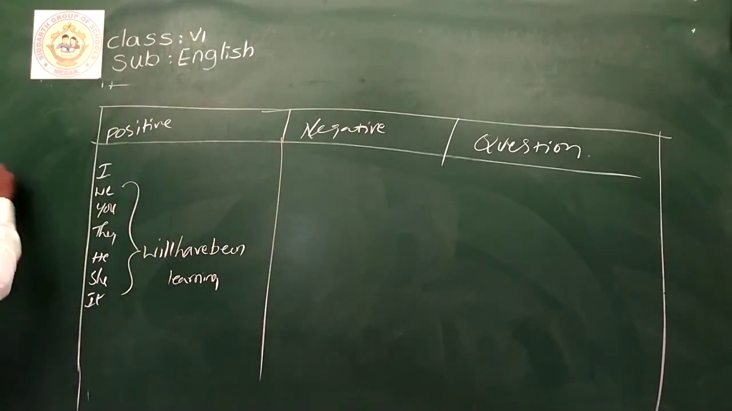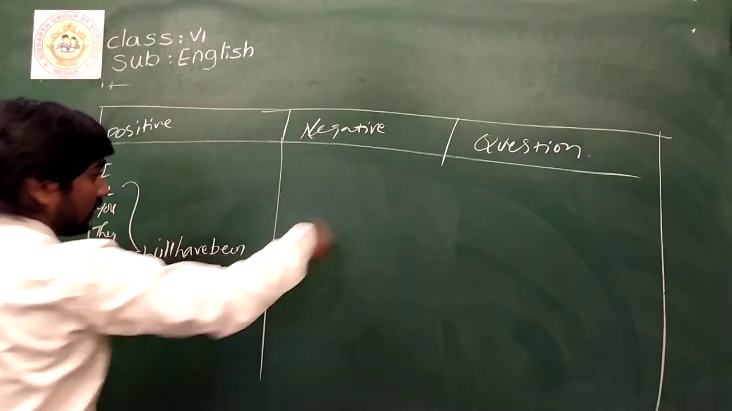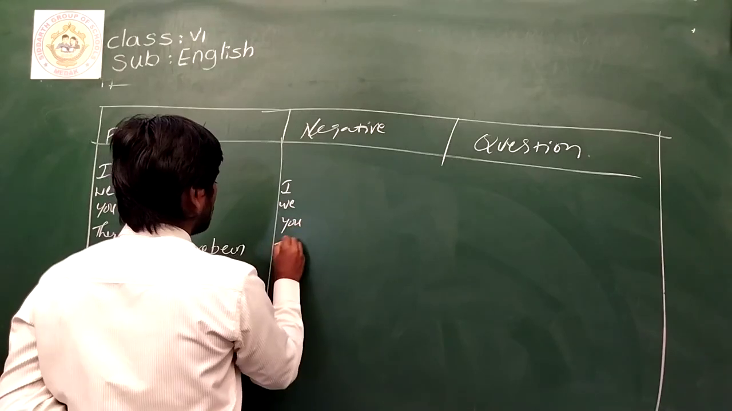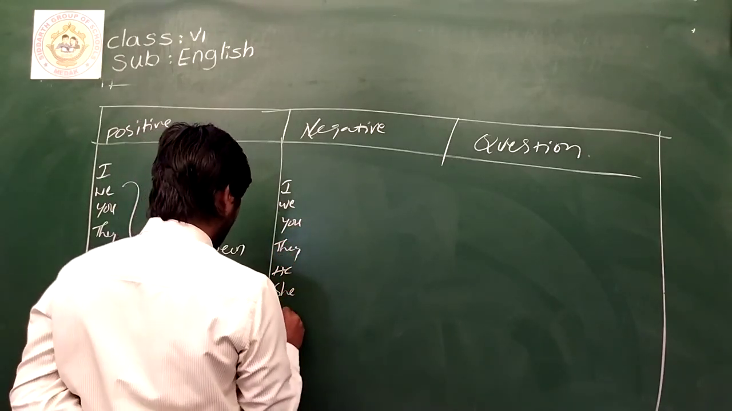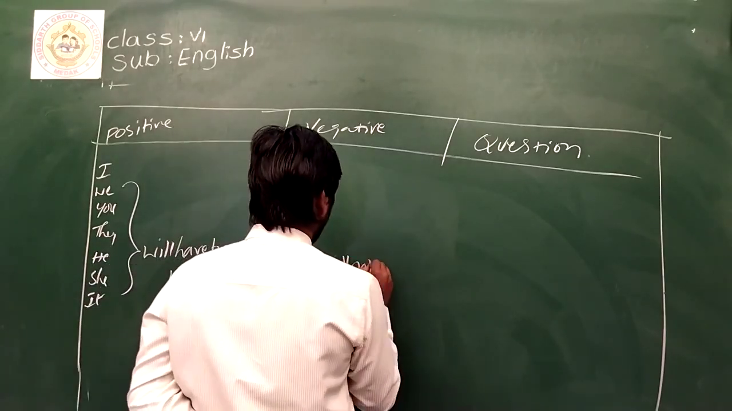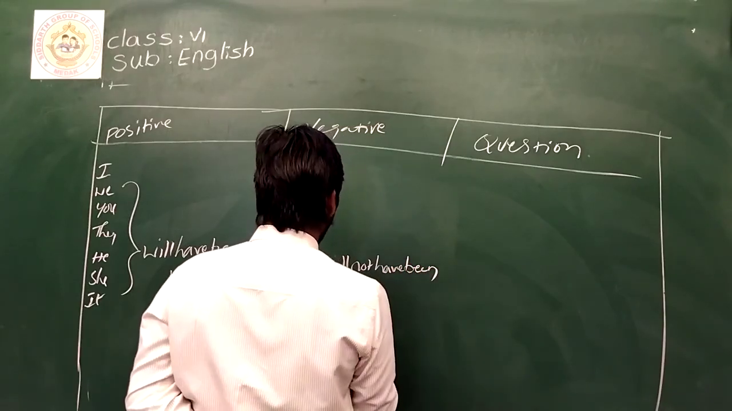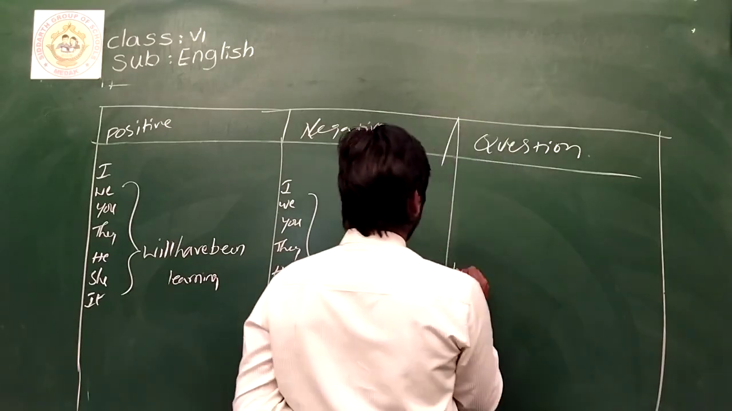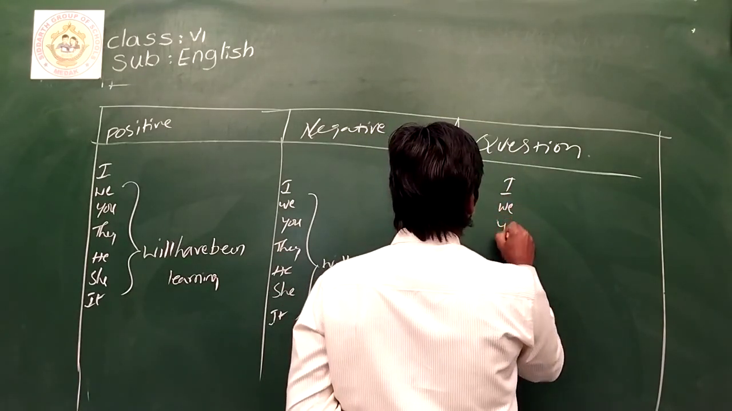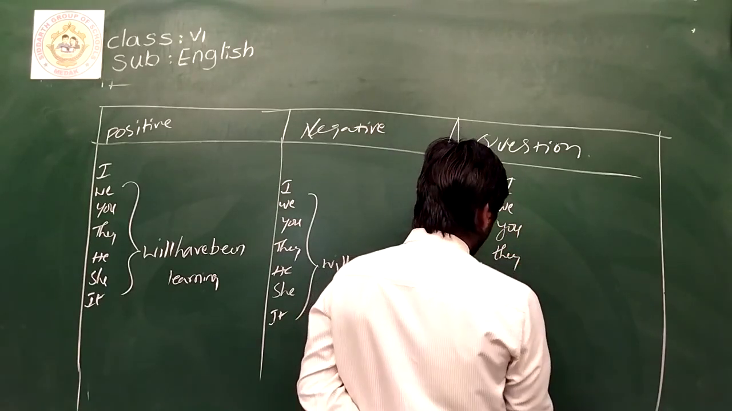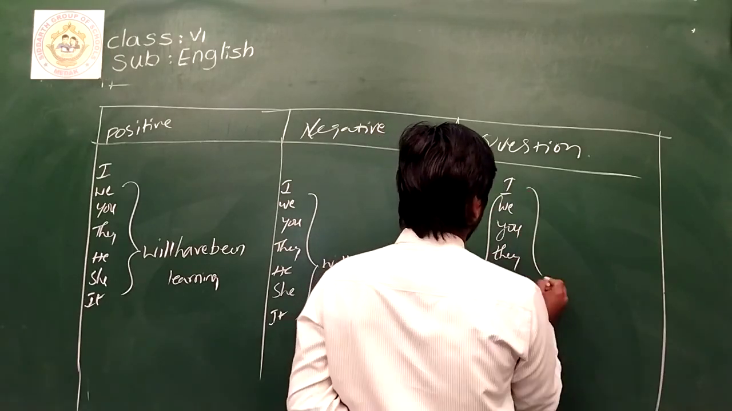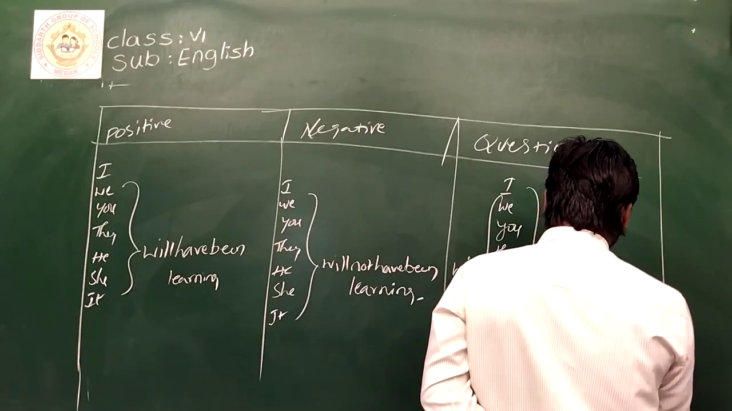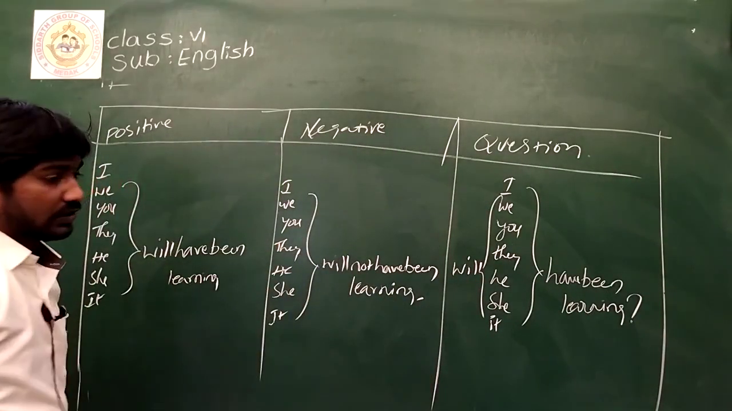Children, three words for you. After this, I will write the three words. Maybe the place is not sufficient. Negative: use not. I, we, you, they, he, she, it will not have been learning. Next, the question: will I, we, you, they, he, she, it have been learning? Okay, this will be the end, children: positive, negative and question mark.